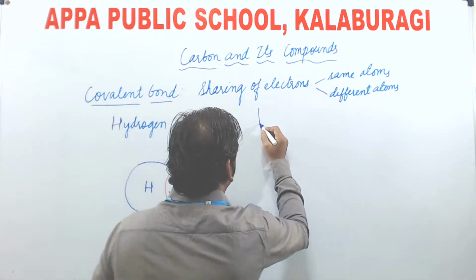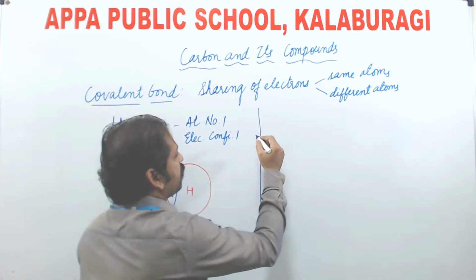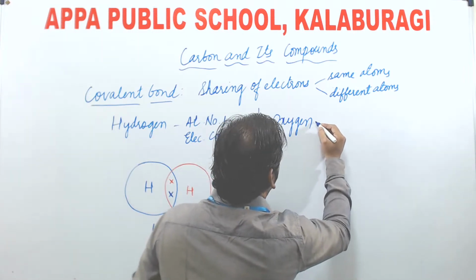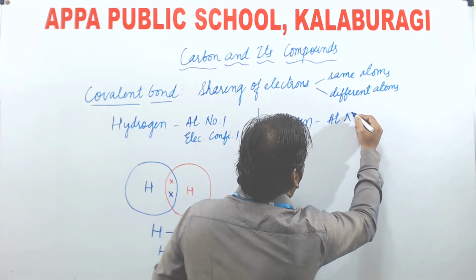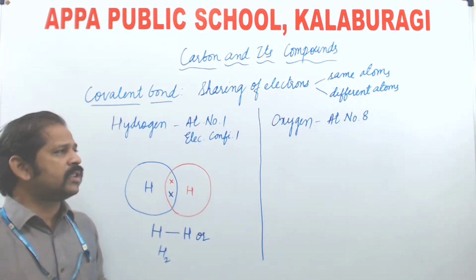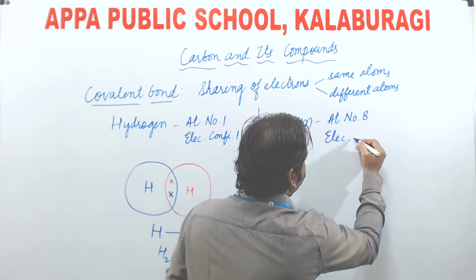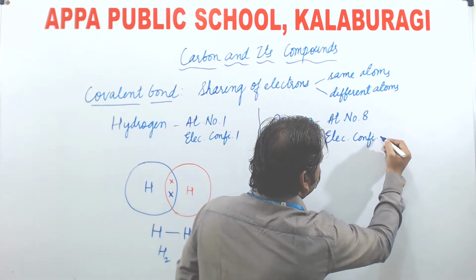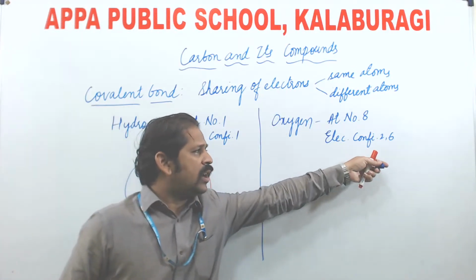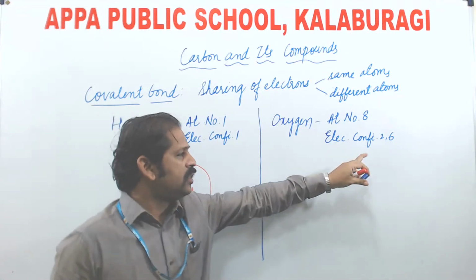Second, we'll go with oxygen. The atomic number of oxygen is 8. Its electronic configuration is 2, 6. Two electrons are needed for this oxygen.